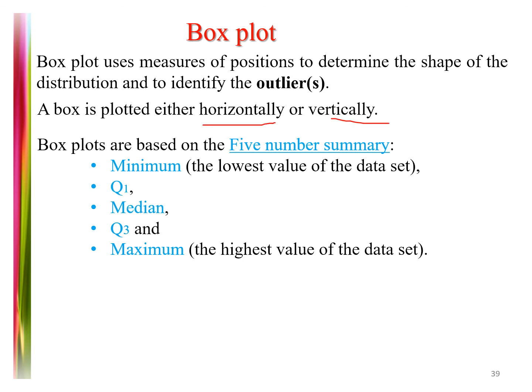Okay, so first we have to find the five-number summary. The five-number summary means the minimum value, maximum value, Q1, Q2, Q3. You already know that the minimum is the lowest value of the data set and the maximum is the highest value of the data set. So if you draw the box plot, the first step is to calculate this five-number summary.